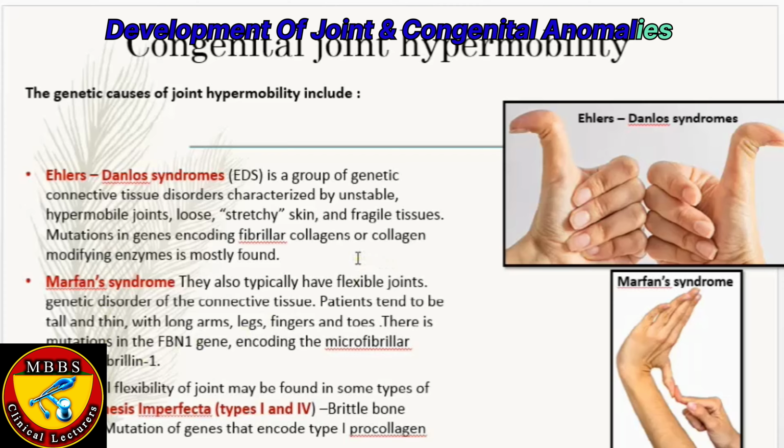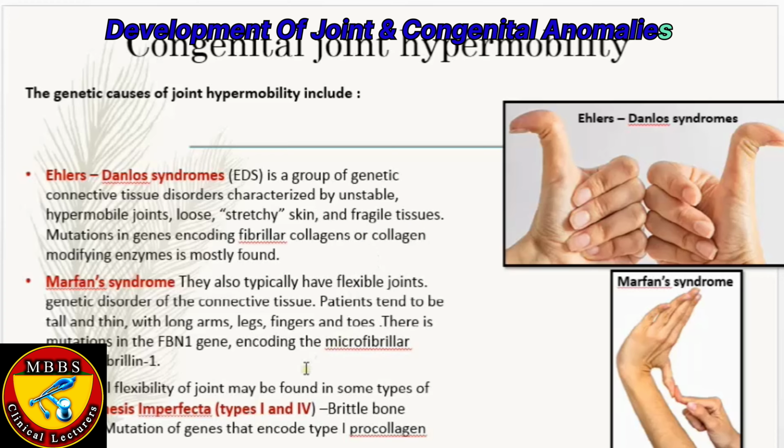In Ehlers-Danlos syndrome, there is a mutation in the genes which encode for the fibrillar collagen or the enzymes which are responsible for the modification of collagen. So basically we have multiple types of collagen fiber, and it is basically the defect of the collagen which is causing this syndrome and is responsible for the joint manifestation of this syndrome.